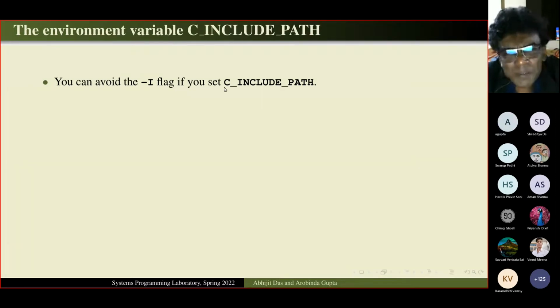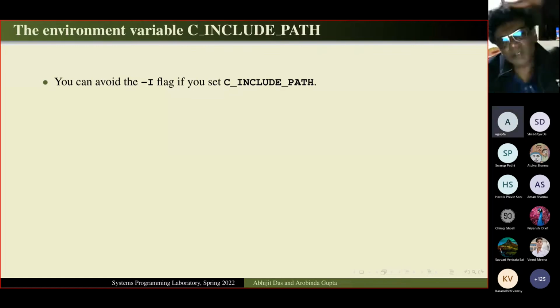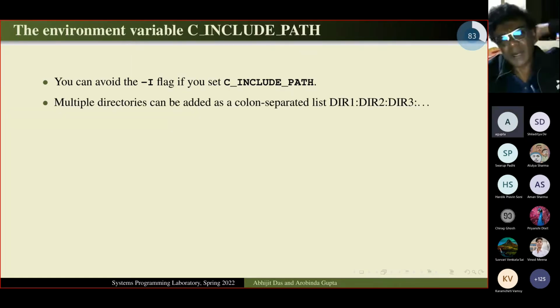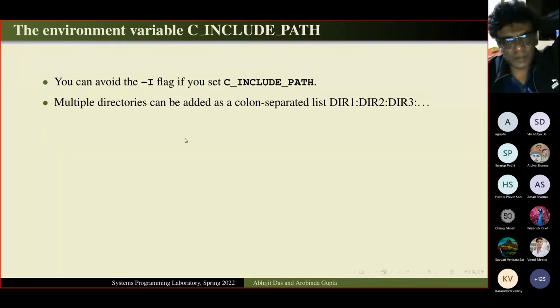Okay, maybe I will just mention what to do. You will understand this. Blindly mention this. Environment. So multiple directories can be added as a colon separated list: directory 1, directory 2, directory 3.